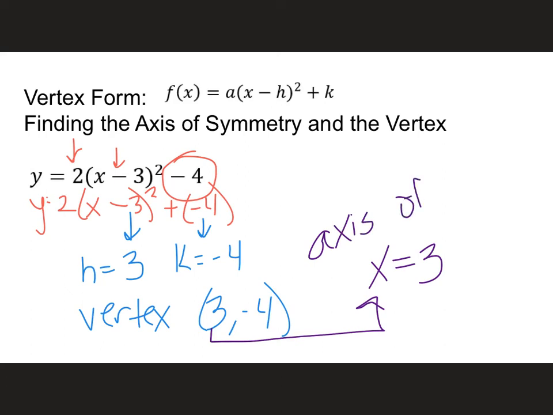Now this is actually the vertex form of the exact same equation we did second with standard form. So we get the same answer, (3, -4), whether we're doing it from standard form or from vertex form. So that's how you find the vertex and axis of symmetry using the equations.